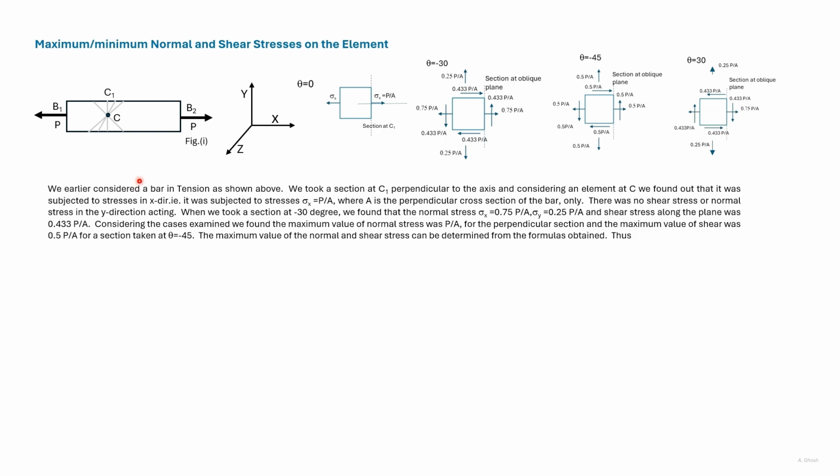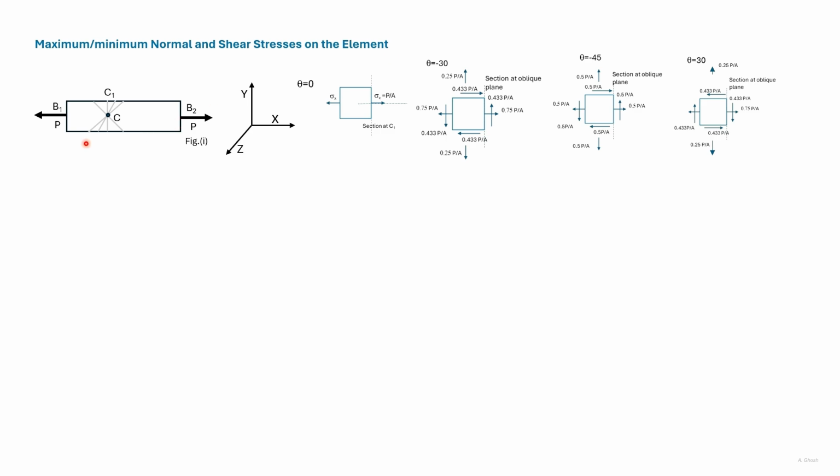We initially took a bar subjected to axial loads as shown. We then took a section perpendicular to the axis of the bar at C1. The centroid of section C1 was denoted as C, and we found out the variation of stress at the point C as an element is rotated. We could have taken any other point for our investigation.